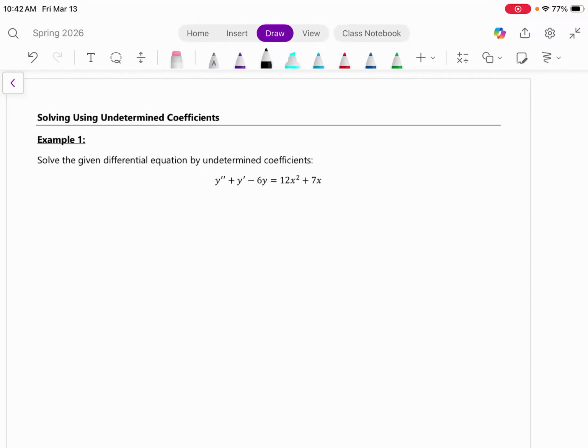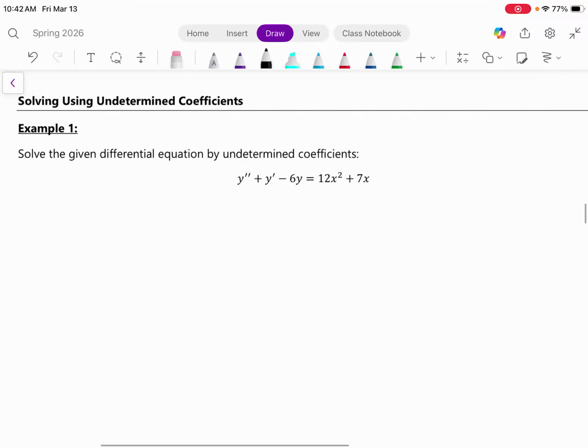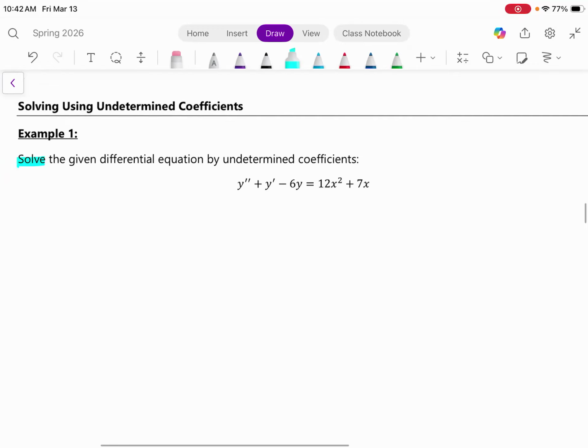So here in example one, we're given the differential equation y double prime plus y prime minus 6y equals 12x squared plus 7x. Okay, so we want to solve the differential equation, and by solving it, we need to come up with a general solution. We need to have a complementary part plus a particular part for our general solution.